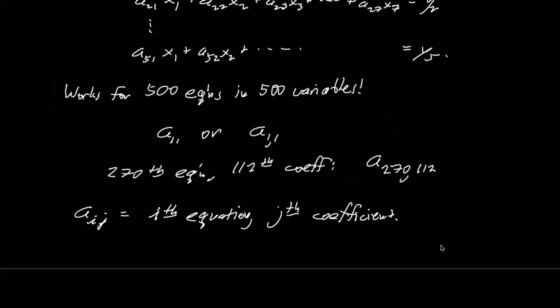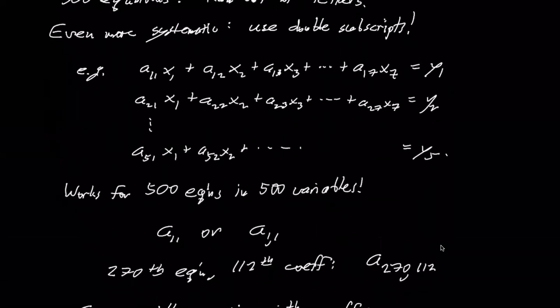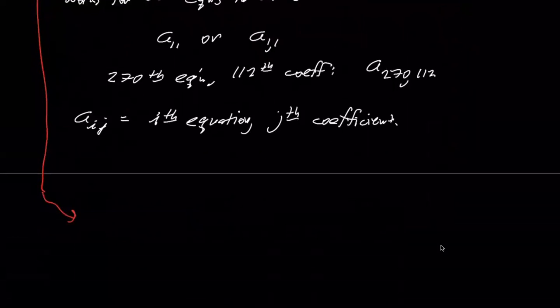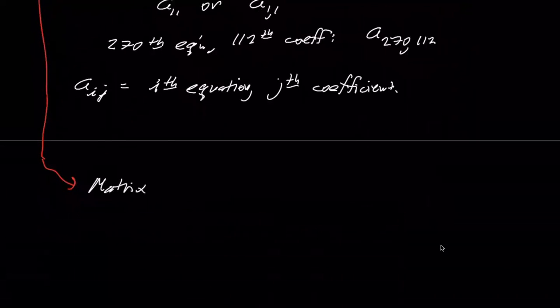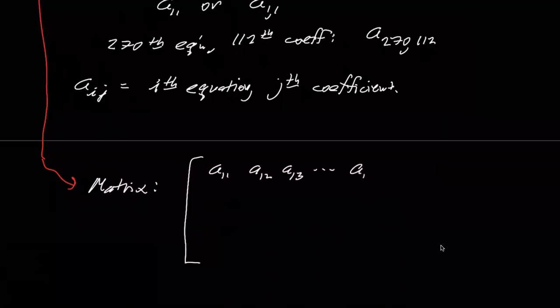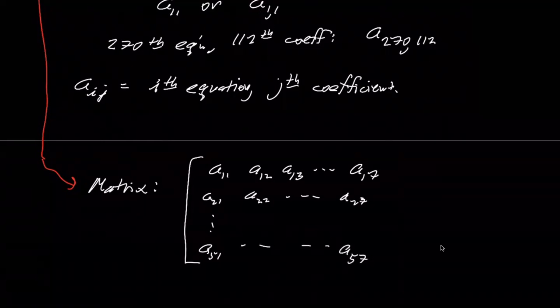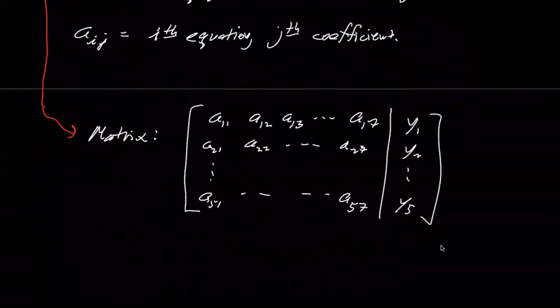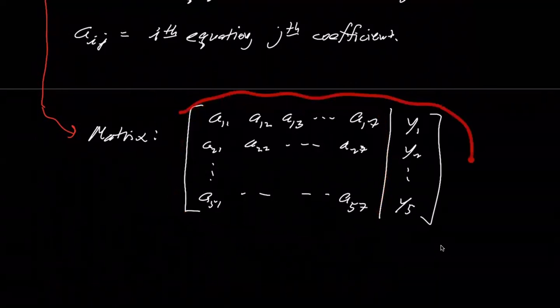In fact, what we're really going to do is write things in terms of matrices. If we wanted to write either a coefficient matrix or an augmented matrix, what we would have is a11, a12, a13 up through a17, a21, a22 up through a27, down to a51 through the last one, a57. Then I can augment that with y1, y2 through y5. Again, the part without the augmented column is just the coefficient matrix, and the whole thing is the augmented matrix.